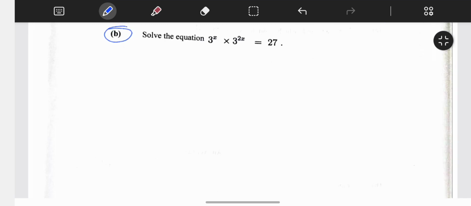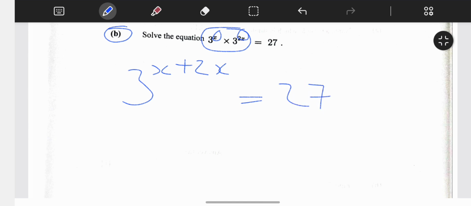Now moving on to part B, we are supposed to solve the equation 3 index x times 3 index 2x is equal to 27. And right here we can see that we are multiplying indices with the same base. And we know that when we are multiplying indices with the same base, we are supposed to be adding the indices. So we are going to work it like this. We're going to say 3 index x plus 2x is equal to 27.